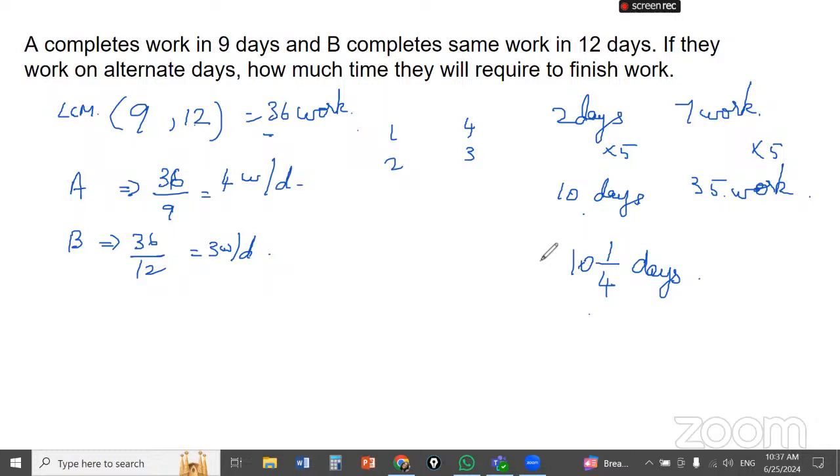A will start on the first day. Usually they will mention in the question who starts on the first day, either A or B. If something is not mentioned, you can directly take A, the first person. A, he will be starting always. If B starts the day, then yes, the answer will be 10 1/3. Correct.